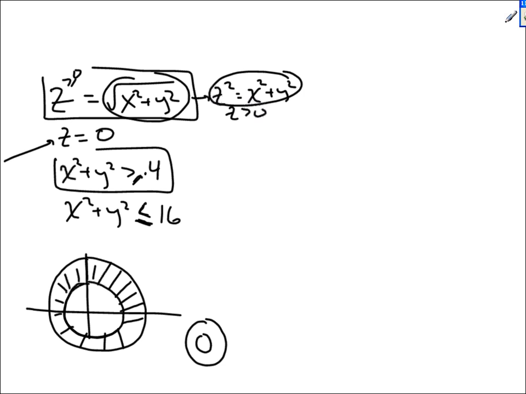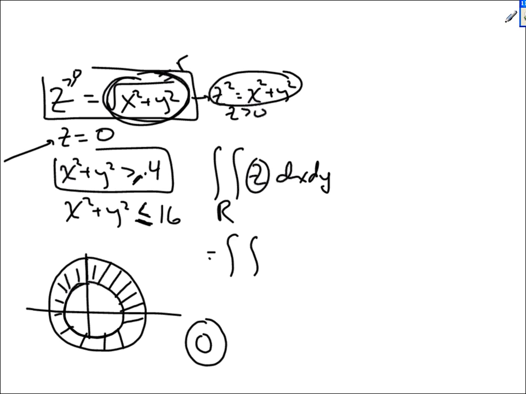So, a couple of comments. The square root of x squared plus y squared is r. What we want to do is the double integral over our region of z dx dy. But let's convert to polar. z is r. dx dy is r dr d theta, so it becomes r squared dr d theta.